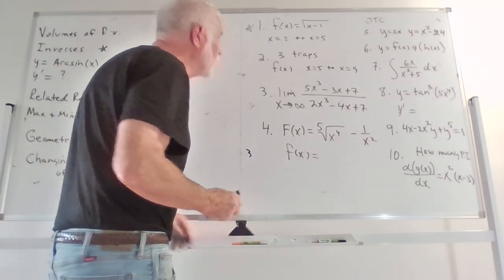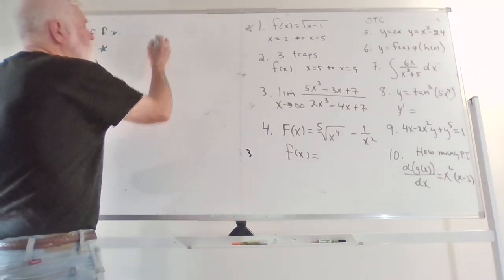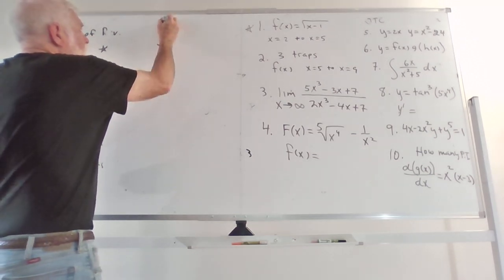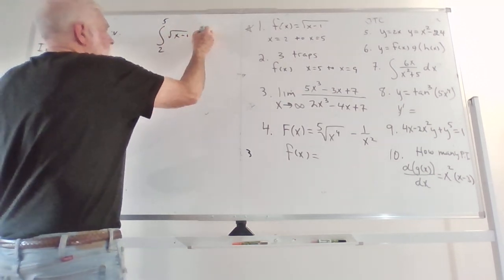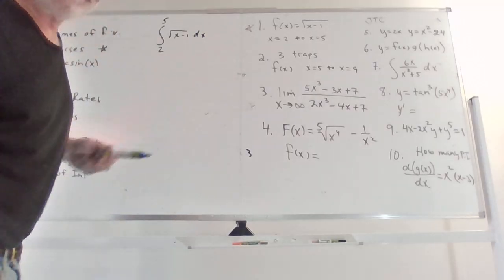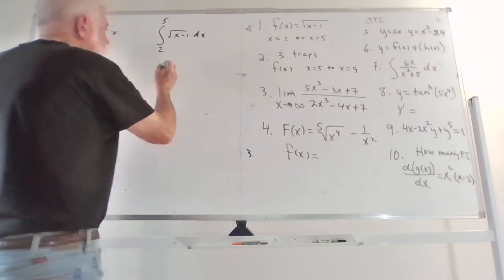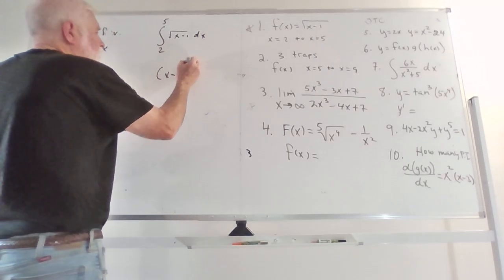Let's switch. All right, so we're going to integrate from 2 to 5 of the square root of x minus 1 dx. Oh, I like that. And let's do it out. You try it. The first thing I'm going to do is rewrite this as x minus 1 to the 1/2.